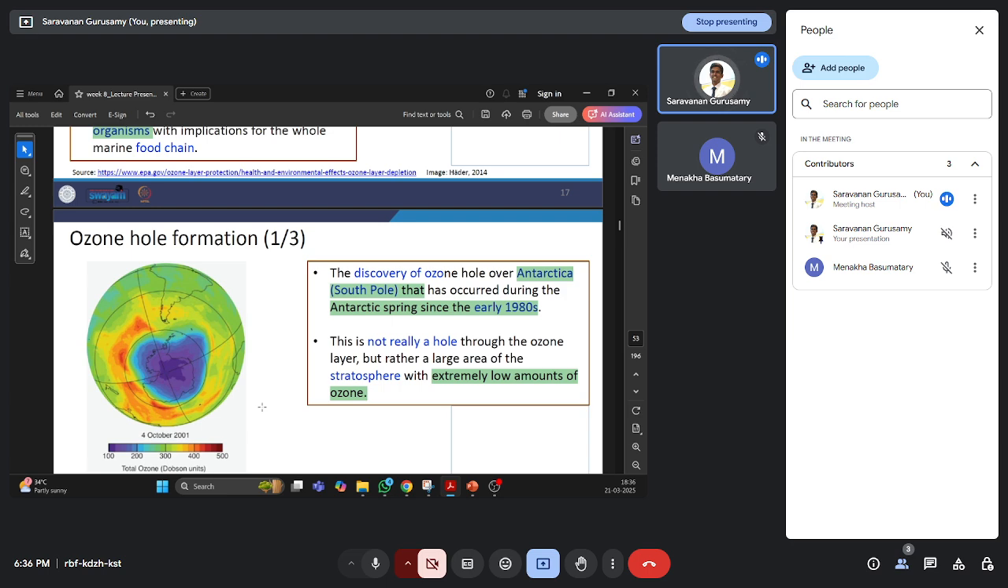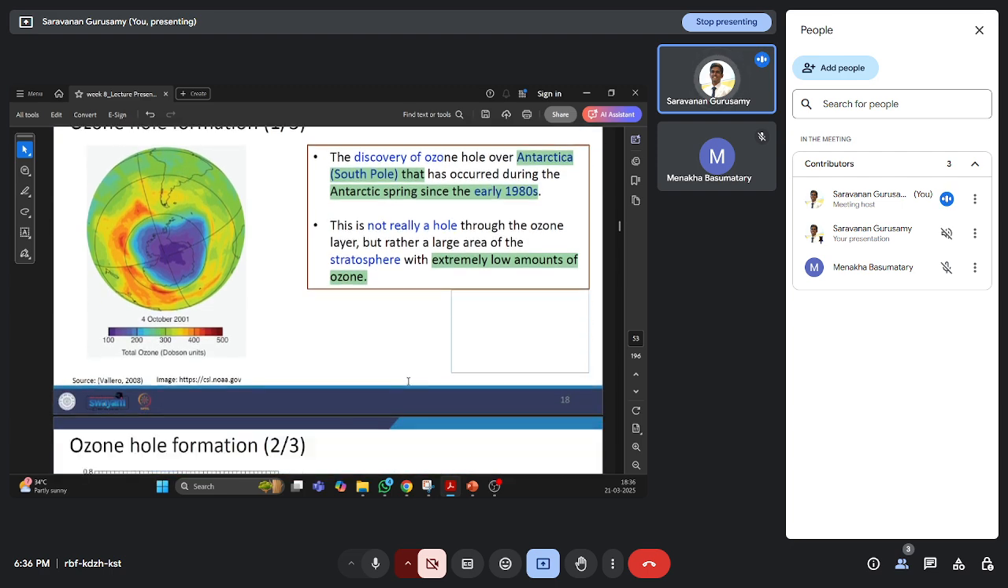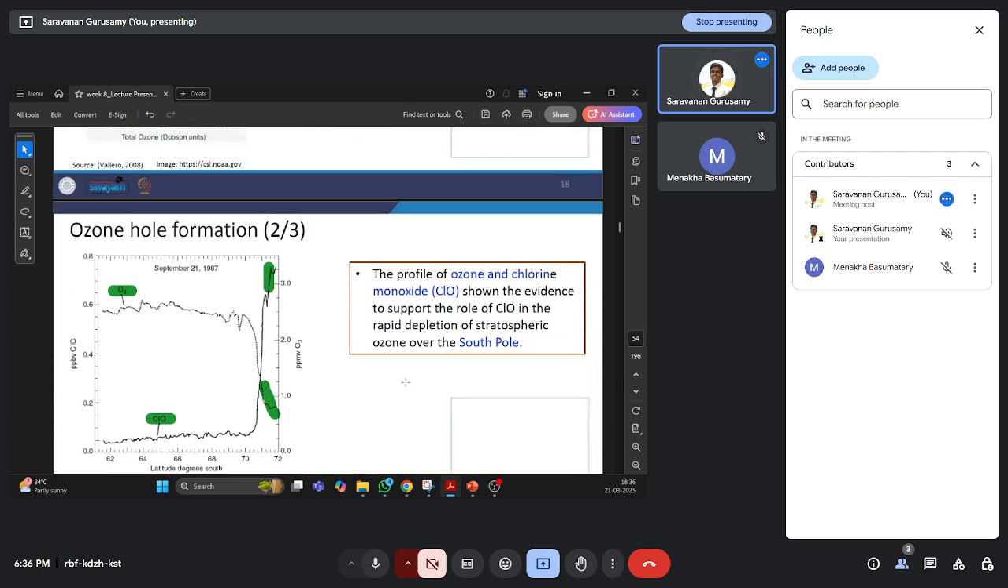That is huge. A big ozone hole is there above the Antarctic zone. That's what is called the Antarctic Spring, South Pole. There, in the early 1980s, they discovered the ozone hole. That is the reduced thickness of ozone, only 3 mm or 2 mm. If it reaches that much, it's called an ozone hole. So that is not really a hole in the ozone layer, but a larger area of the stratosphere with an extremely low amount of ozone. The concentration got reduced.